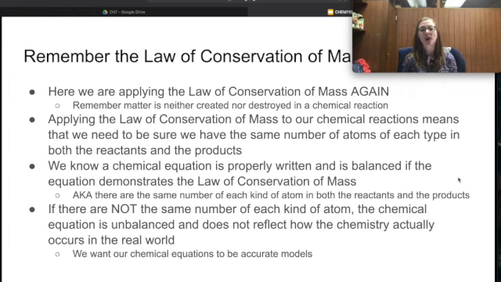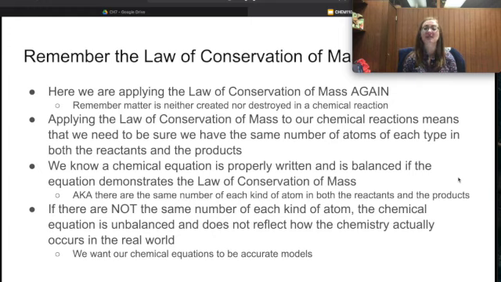So if we want to accurately apply the law of conservation of mass to our chemical reactions, this means that we need to make sure we have the same number of atoms of each type in both the reactants and the products. So we actually know a chemical equation is properly written and balanced if the chemical equation demonstrates the law of conservation of mass.